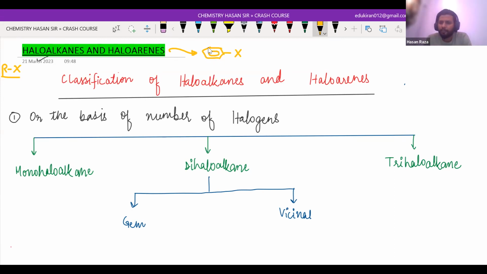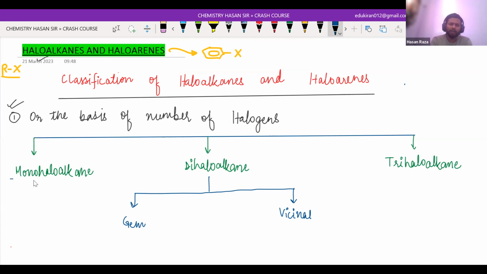In this organic chapter, the topics are quite clear. We need to study the classification of these compounds, the method of preparation of these compounds, and then the physical properties, and then the chemical properties. This is all we need to take care of in this chapter. The first is classification of haloalkanes and haloarenes, and this is on the basis of number of halogen atoms.